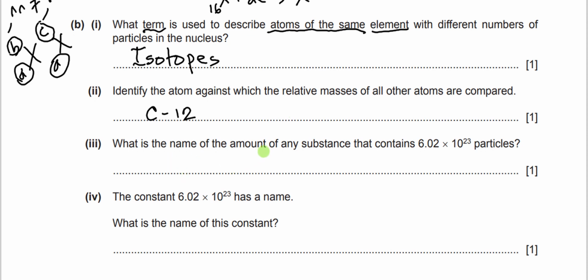Now, what is the name of the amount of any substance that contains 6.02 times 10 raised to the power 23 what? Particles. Now, this 6.02 times 10 raised to the power 23 particles is a very familiar number in chemistry. This is what you learned in your foundational chemistry, when you just started chemistry, grade 10.